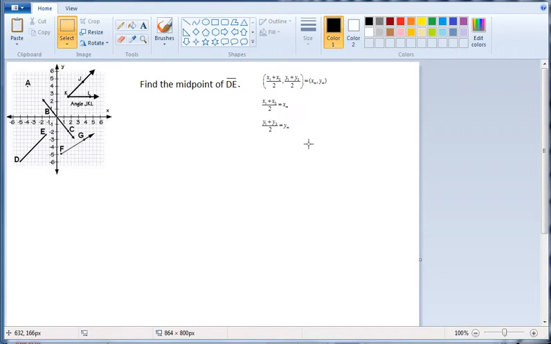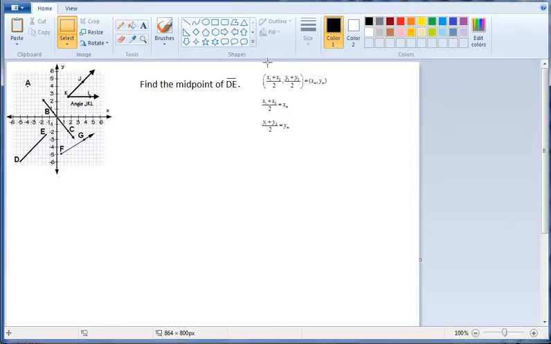Okay, so now what we're going to do is take our midpoint and apply it to a coordinate plane. So here we have a picture of lots of different lines and segments and rays. We want to find the midpoint of DE, which is right here.